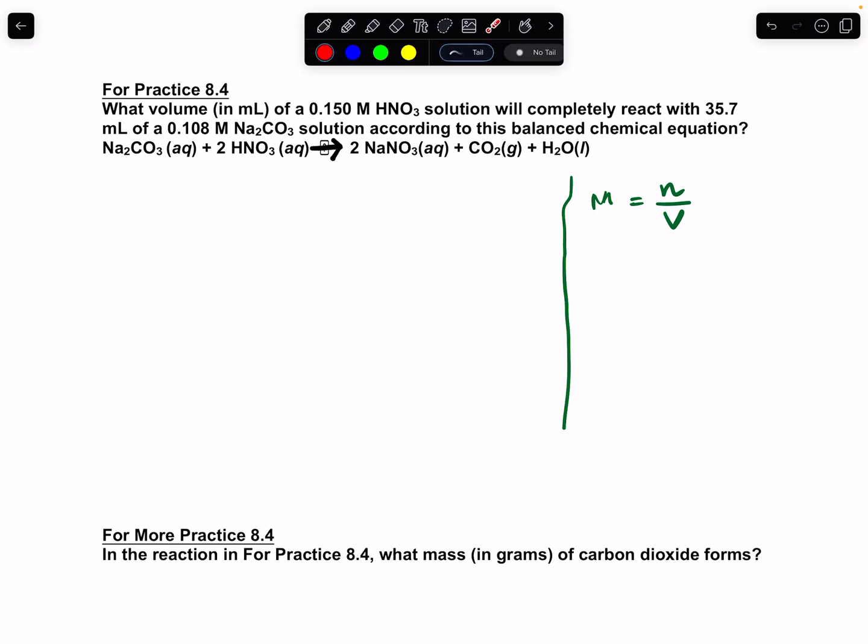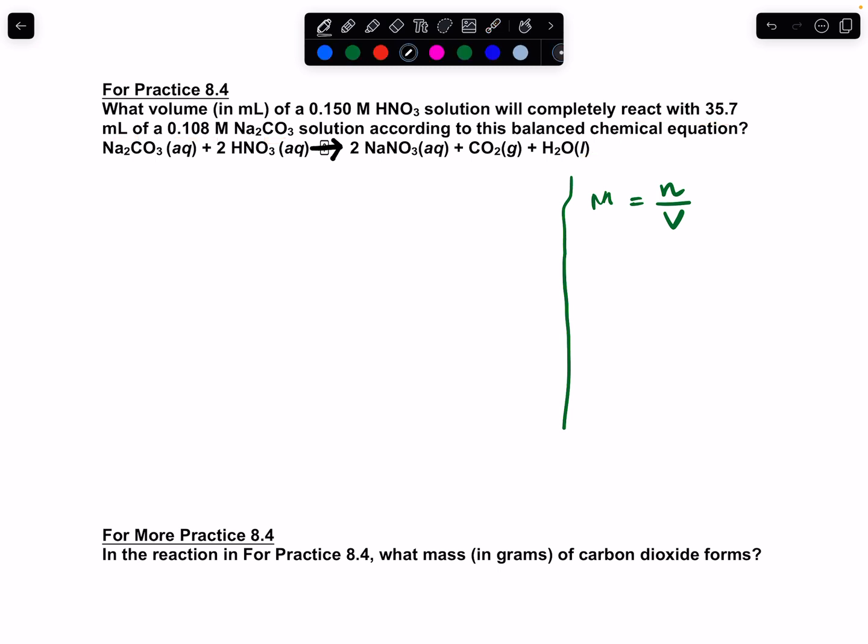All right, so the reaction we're looking at out here is a balanced reaction. It is Na2CO3 plus 2HNO3 gives us 2NaNO3 plus CO2 plus H2O. Okay, you can double check to see if it's balanced. It's always a good practice to double check. All right, the question that's asked of us is what volume in ml of a 0.150 molar HNO3 solution will completely react with 35.7 ml of 0.108 molar Na2CO3 solution, according to this equation.